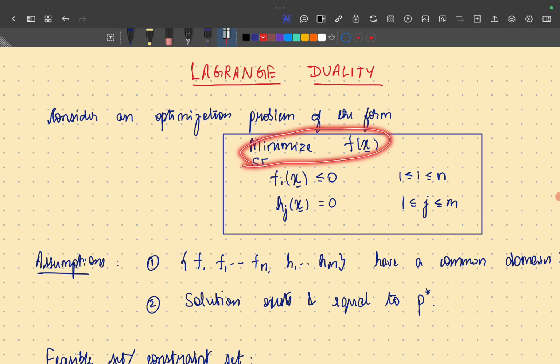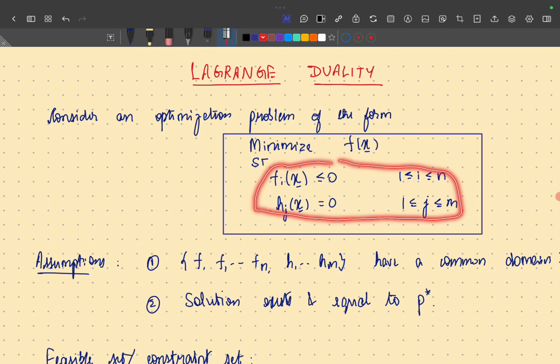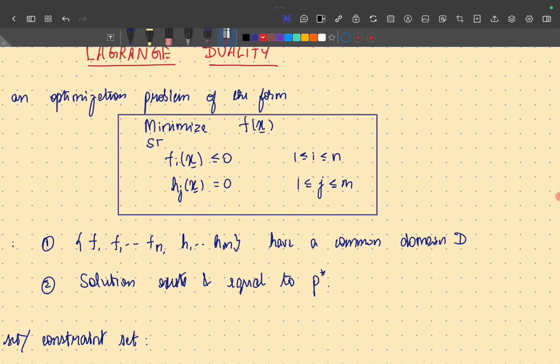I want to minimize some function f of x. At the moment, I'm not making any assumptions on what this function is. It could be convex, it need not be convex, doesn't matter. And the constraints are represented in this functional form. I have n inequality constraints and m equality constraints. I'll assume that these functions f, f1 through fn, and h1 through hm all have some common domain D.